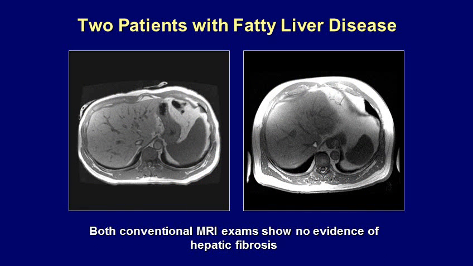These conventional MR images show 2 patients with fatty liver disease. Typically, there's no anatomic abnormality with hepatic fibrosis, so you just can't tell if either of these patients is getting into trouble with fatty liver disease.